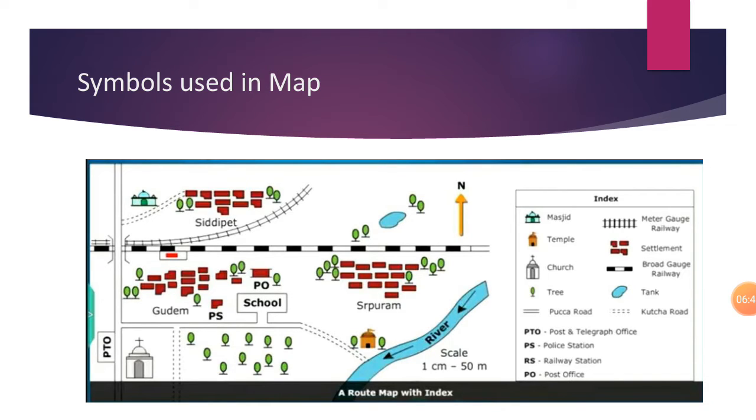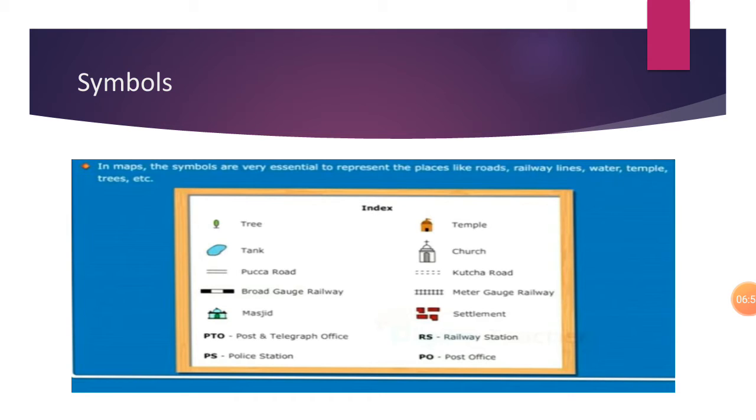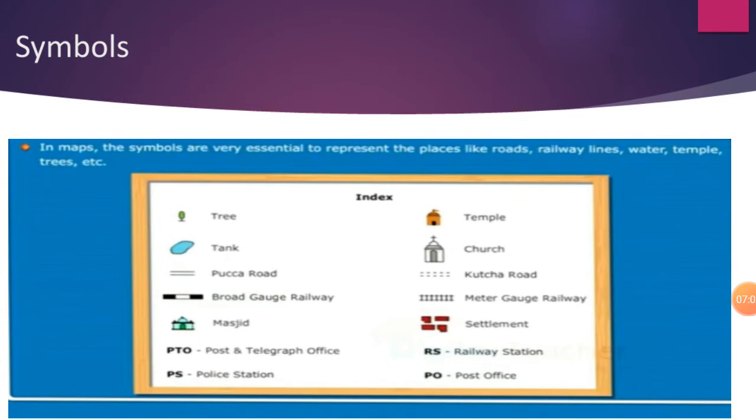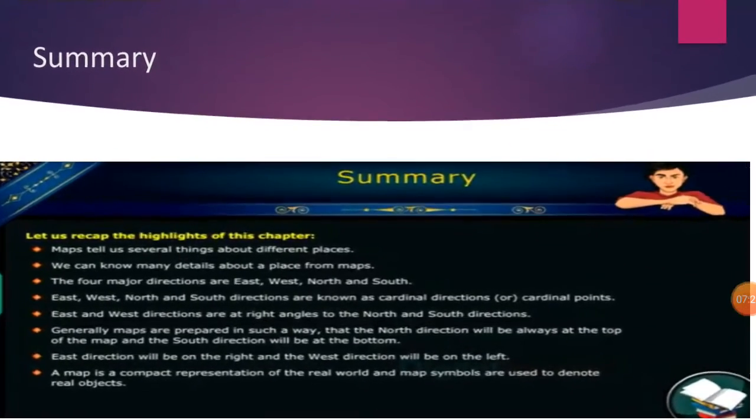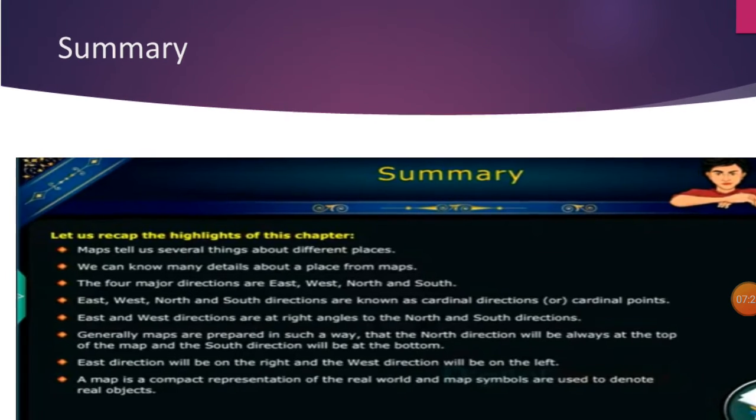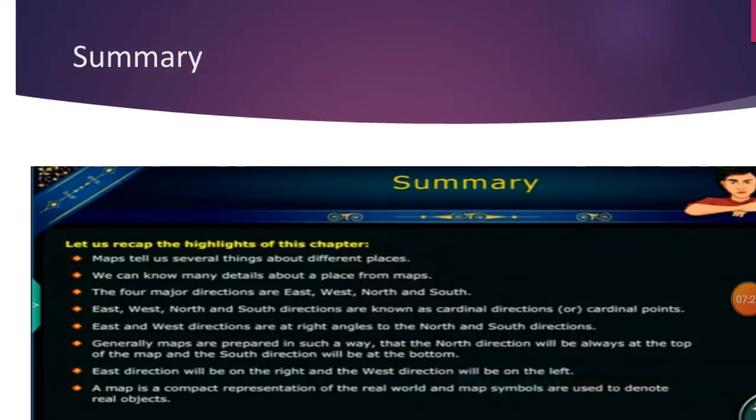Common symbols called conventional symbols are also used in maps. In maps, the symbols are very essential to represent places like roads, railway lines, water, temples, trees, etc. Clear, children? So we have completed our lesson. So we will have a recapitulation. So let us recap the highlights of this chapter.